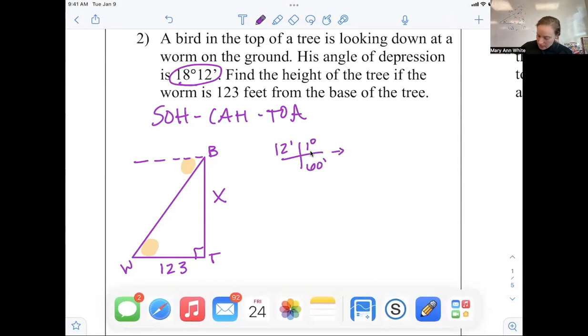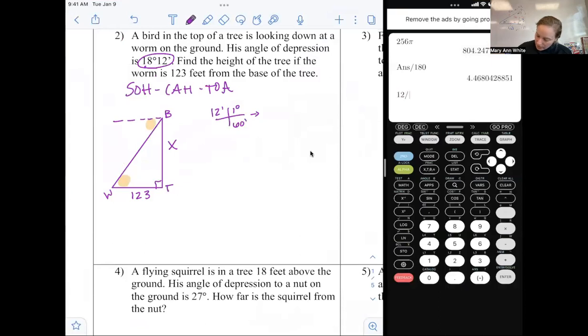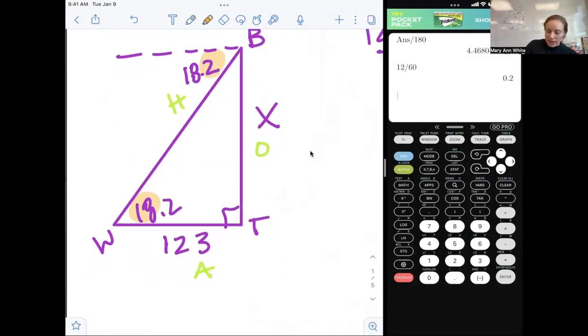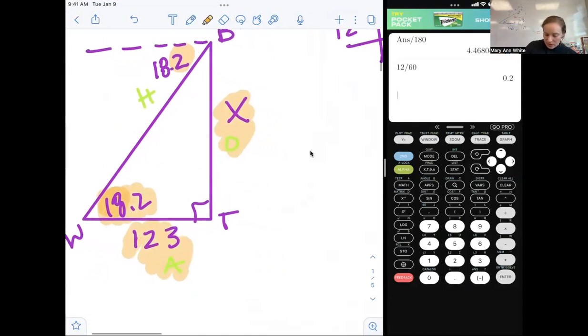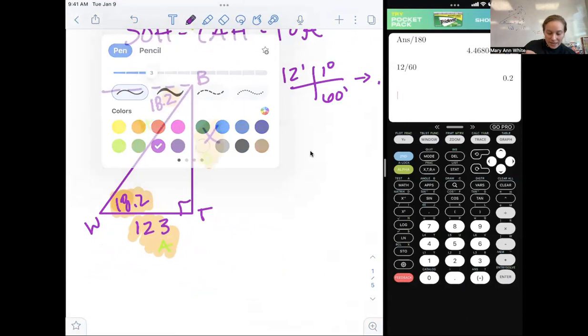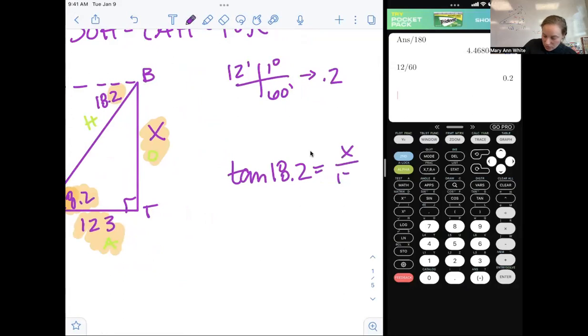Get my calculator up for this last part of today. 12 divided by 60 is 0.2. So this angle is 18.2. I now know that I can label opposite, hypotenuse, adjacent. And based on what's given to me, I'm going to do angle, opposite, adjacent. So I'm going to do tangent. Remember, we do tangent a lot. So don't get panicked if you're like, why have I done tangent 17 times? We just do a lot of tangents here. Tan of 18.2 equals X over 123.